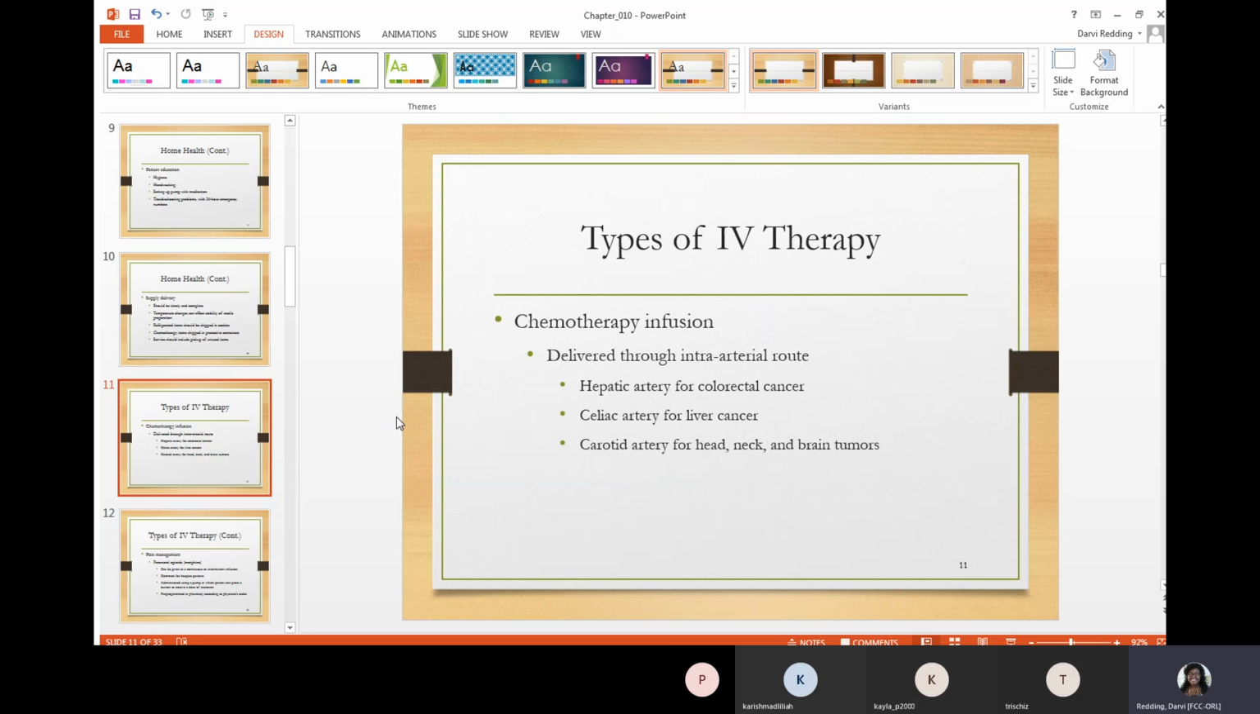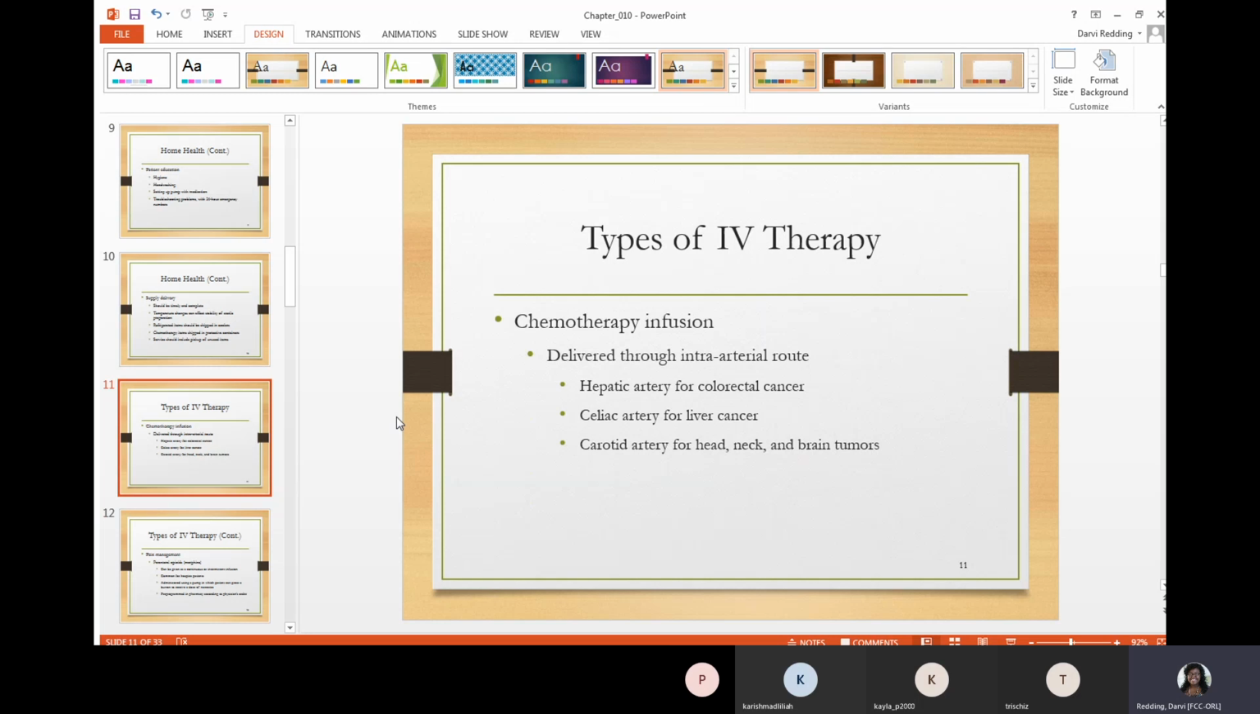And so patients who are receiving chemotherapy infusions, that is delivered through an intra-arterial route. And so they're going to have the hepatic artery for colorectal cancer. They have the celiac artery for liver cancer, and then they have the carotid artery for head, neck, and brain tumors. So any type of chemotherapy infusion is going to be delivered through the intra-arterial route.